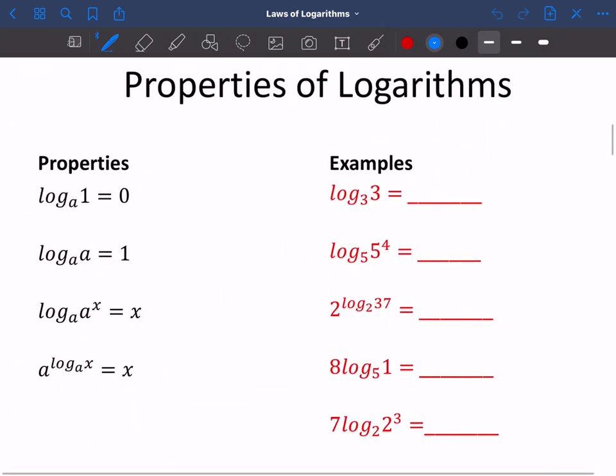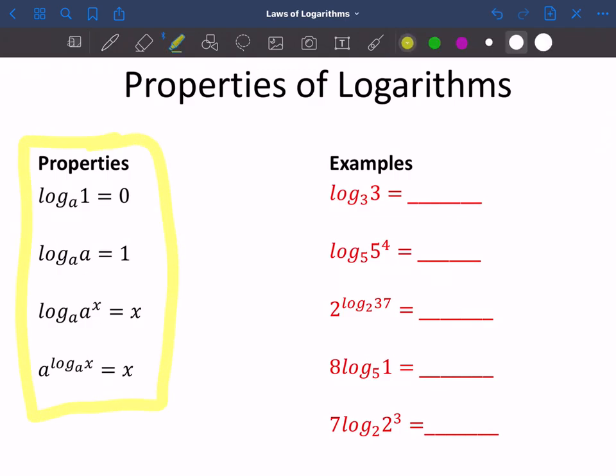So last unit, we were looking at this side over here. We talked about having, if we take a log with base a of 1, that's equal to 0. Log base a of a is equal to 1. Log base a of a to the x is x. And a raised to the power, so this is our exponent, a to the power log base a of x is equal to x. So these are some of the properties that we reviewed last time.